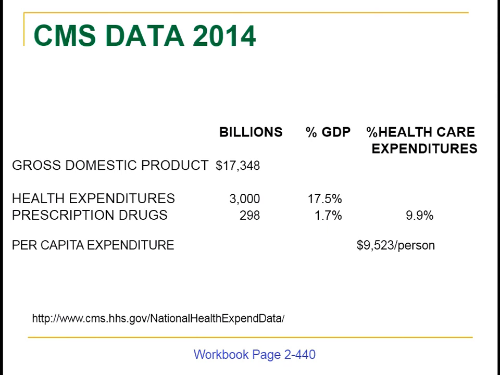that, $3 trillion was spent for health expenditures, or about 17.5% of the gross domestic product. And prescription drugs were $298 billion, or about 10% of the healthcare expenditures. This means that every man, woman, and child in the United States spent about $9,500 on healthcare expenditures. Many people believe this is too much of our gross domestic product, and it is by far the most of any country in the world.